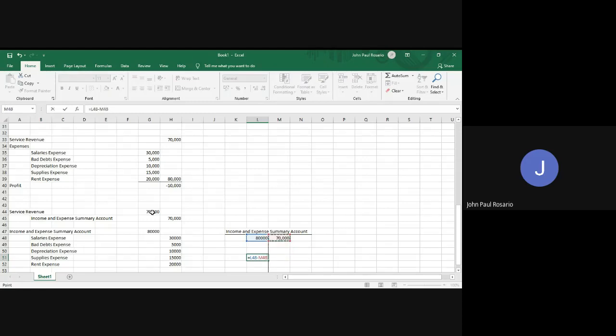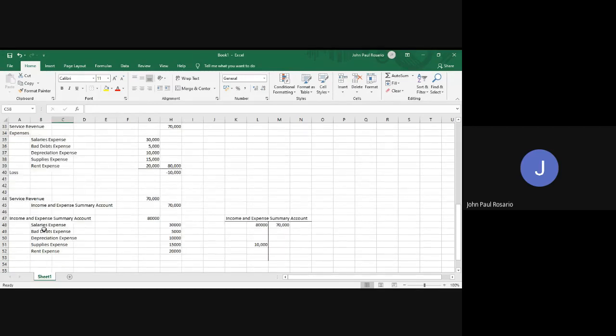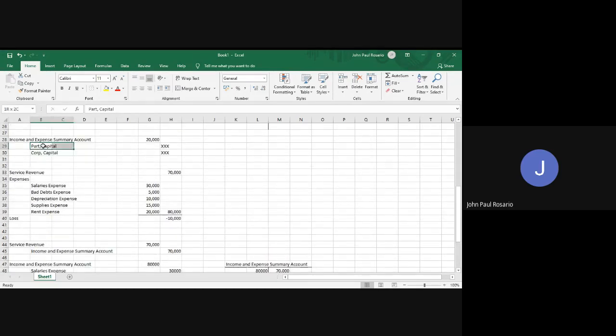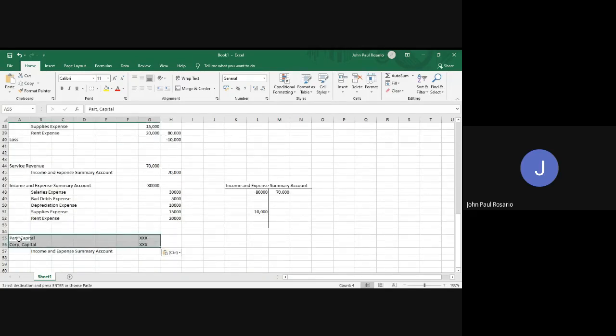So, meaning, you incurred a loss of 10,000. With that, since the balance of the income and expense summary account is a debit, we need a credit of 10,000 so that the debit balance becomes zero. And then we also debit their partnership capital.